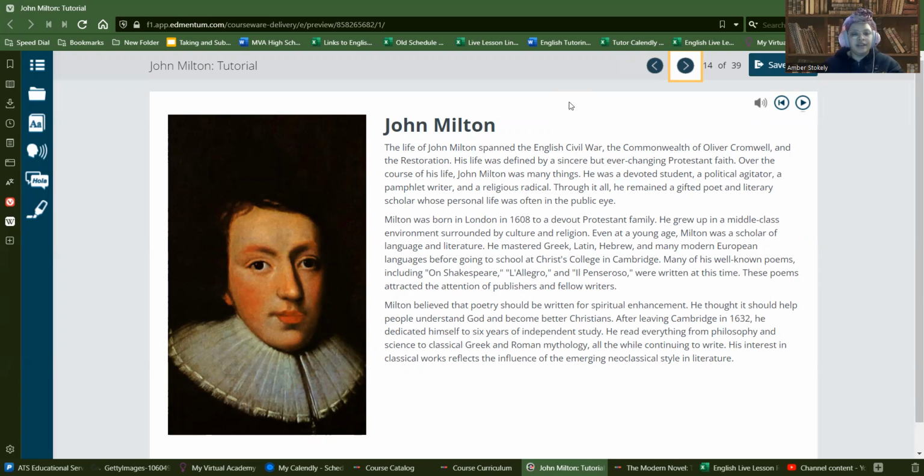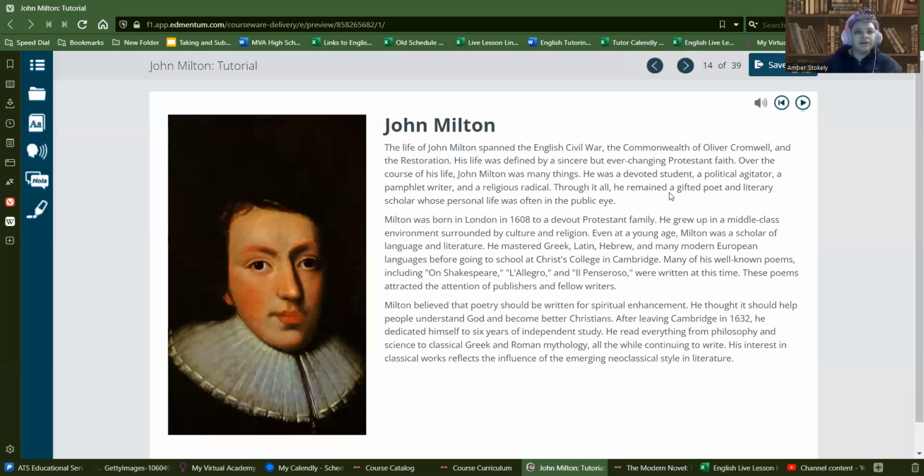So because of that, John Milton was quite a few things during his lifetime. They give you a list here. He was a devoted student, a political agitator during times of war, a pamphlet writer, and a religious radical. But he was pretty gifted and he was in the public eye. So basically from a very young age, he was viewed as very intelligent, very well read and spoken, educated, and his writing was considered to be great.